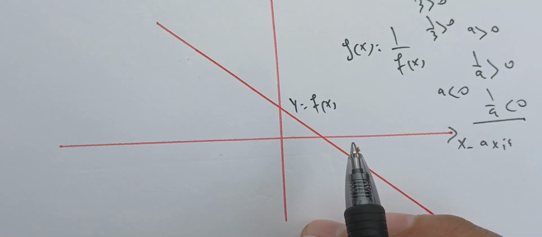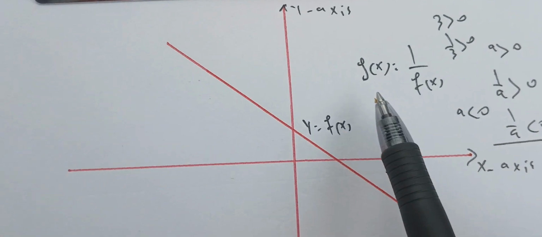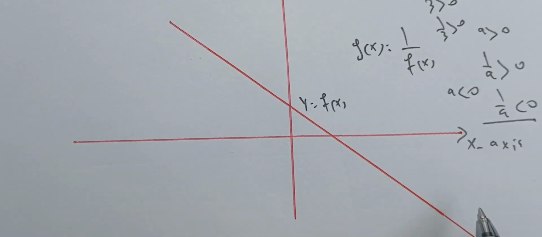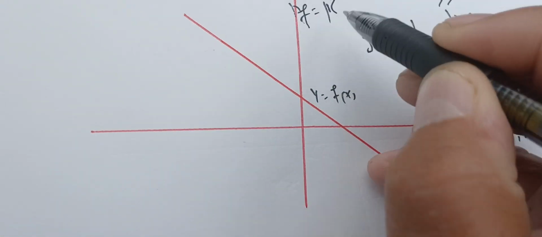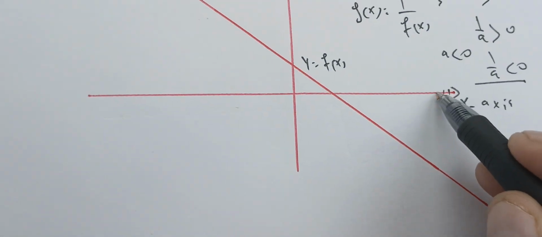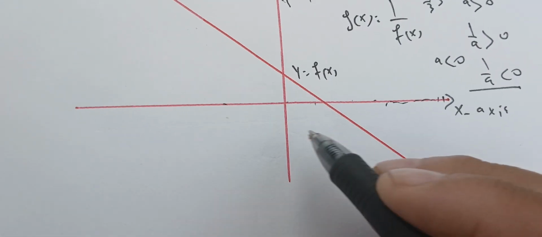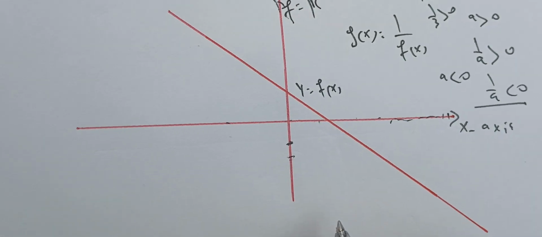Note here the domain of our function, so this is our f of x. This one here is like a line. So the domain of f is R. It's defined everywhere. As we can see, every value on the x-axis has a value on the y-axis. So the domain is R.